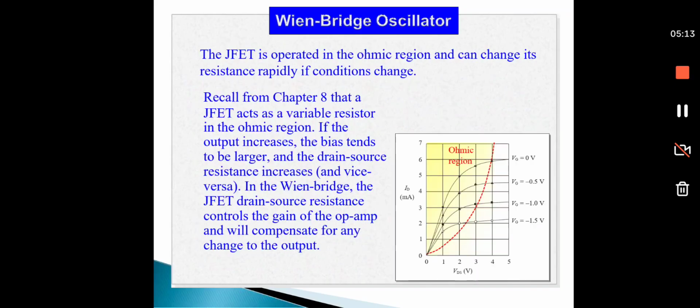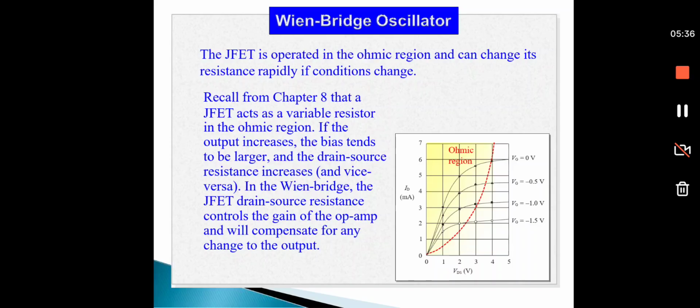As the output signal increases, the negative output signal forward biases diode D1. Capacitor C3 charges to a negative voltage. This negative voltage increases the JFET drain-source resistance. As a result, the amplifier gain decreases and the output amplitude stabilizes.